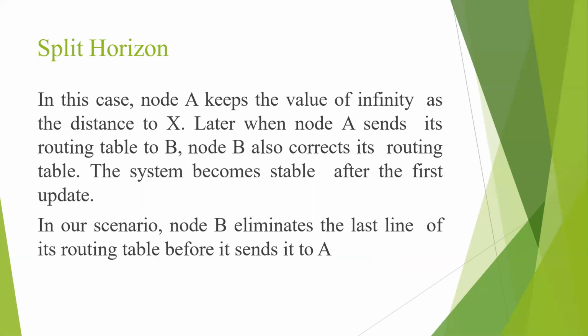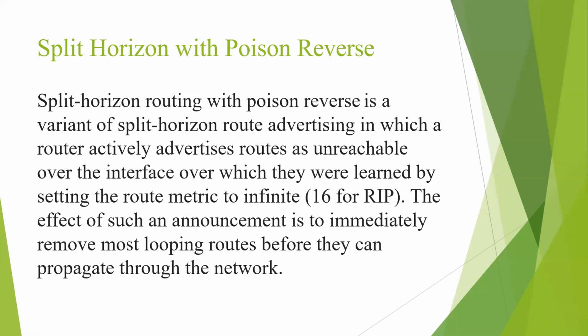Split horizon. In this, node A keeps the value of infinity as the distance to X. Later, when node A sends its routing table to B, node B also corrects its routing table. This system becomes stable after the first update. In our scenario, node B eliminates the last line of its routing table before it sends it to A.